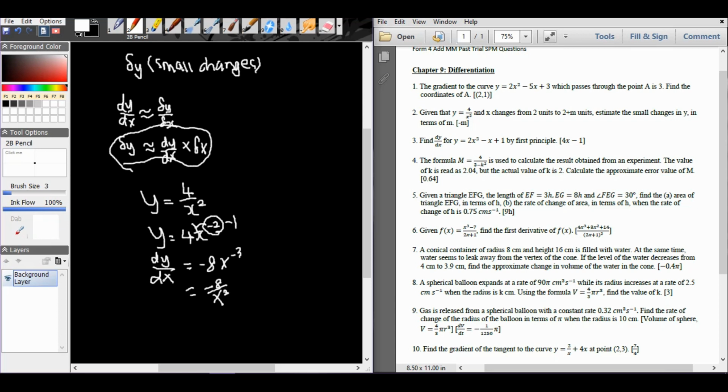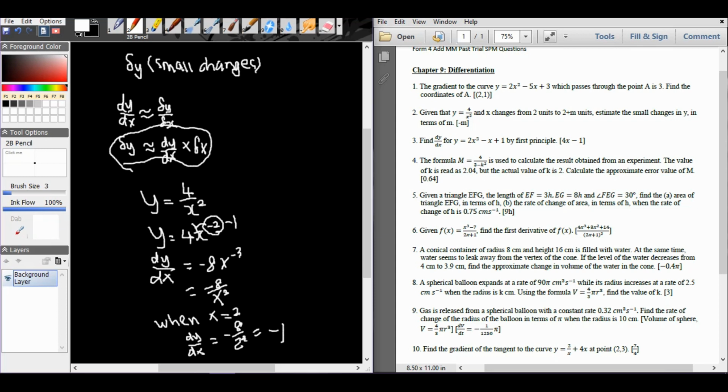So what's the value of dy dx? We have to substitute the value of x. From the question, x is 2. So when x equals 2, dy dx equals negative 8 over 2 cubed. 2 cubed is 8, 8 over 8 is 1, so negative 1. dy dx equals negative 1.